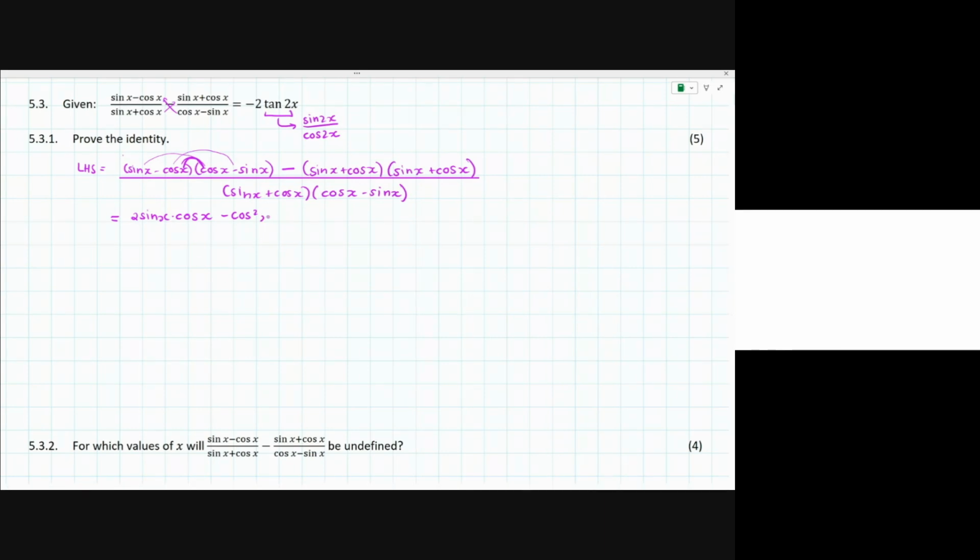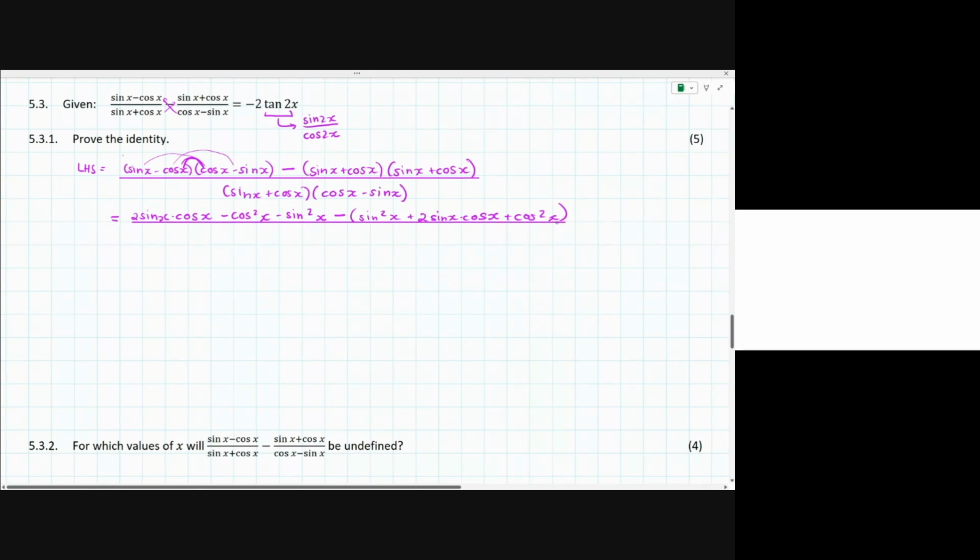Negative sine squared x. So that's distributing my first term. Then I've got the minus. I need to keep that there because I'll distribute again. Distribute everything. So sine squared x plus 2 sine x cos x plus cos squared x, all over my LCD.